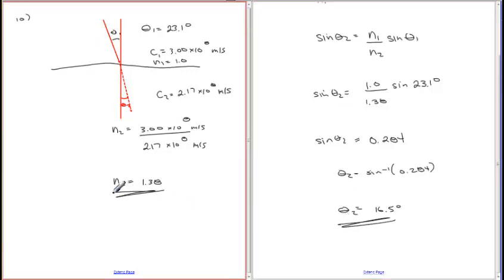So the key things to remember here is the speed of light slows down as you go from a vacuum or from air usually into some other medium. That ratio of speeds is also the ratio of the index of refraction. And these are always greater than 1. Then you can use Snell's law, and you can solve for sine of theta 2, and then once you get sine of theta 2, you can take the inverse sine to find the angle.